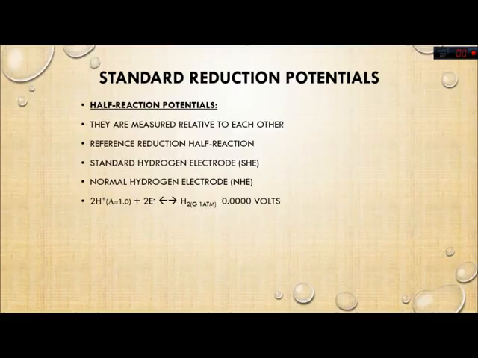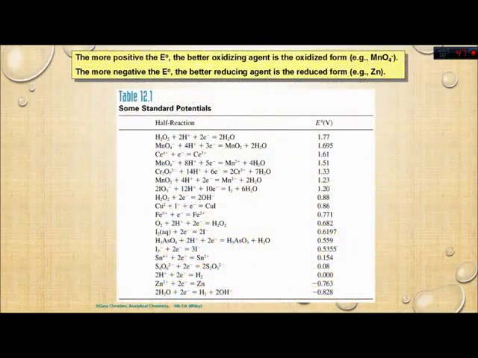Now the standard reduction potentials. These half reaction potentials can be measured relative to each other, or with reference to a reduction half reaction, or with reference to the standard hydrogen electrode or normal hydrogen electrode. The more positive the electrode potential, the better the oxidizing agent. You have seen in the second slide, the positive value of E shows that they are better oxidizing agents, like MnO4 minus, and the more negative the electrode, the better the reducing agent.